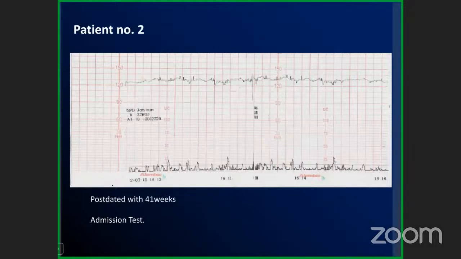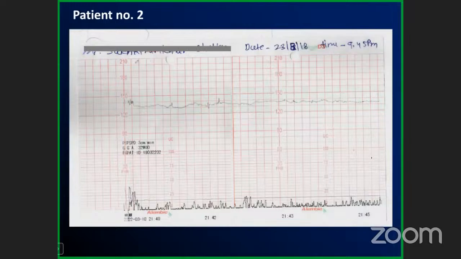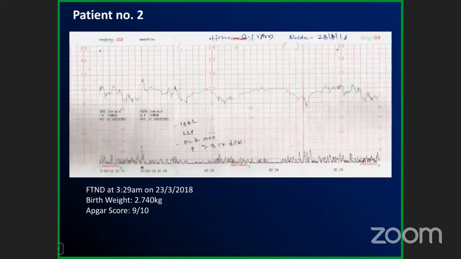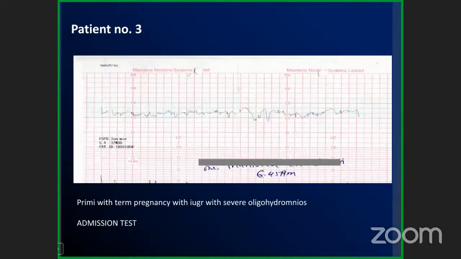A second patient, whom we induced at 41 weeks. This is fine. She had this low baseline, almost 90 to 100, with decelerations. Here we missed that she had gone into active labor, almost 7 centimeters on PV, and she was 7 to 8 centimeters dilated. We removed the PROPES and everything was fine. She delivered a normal baby.